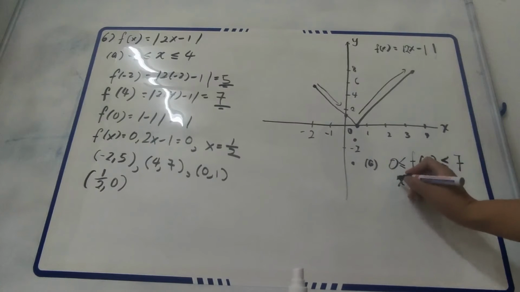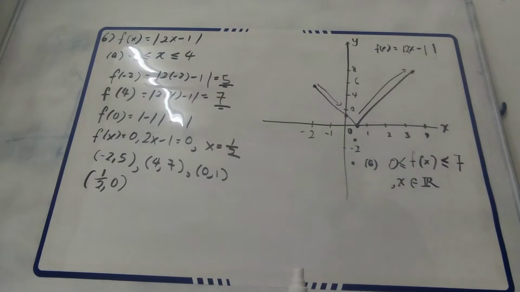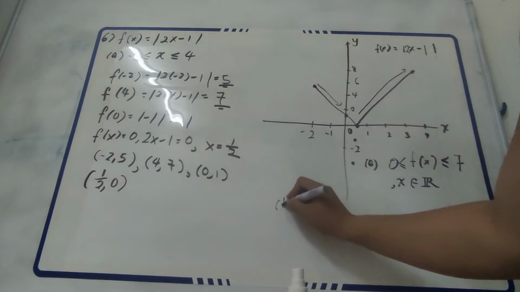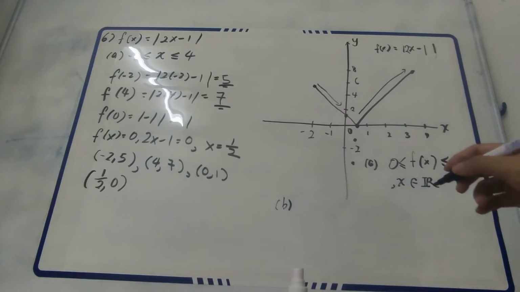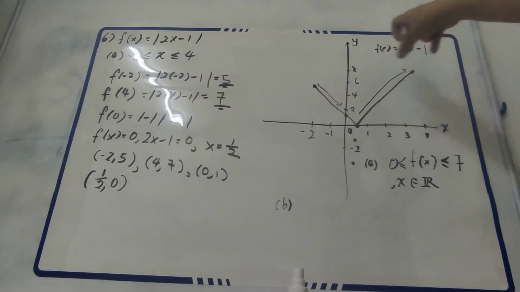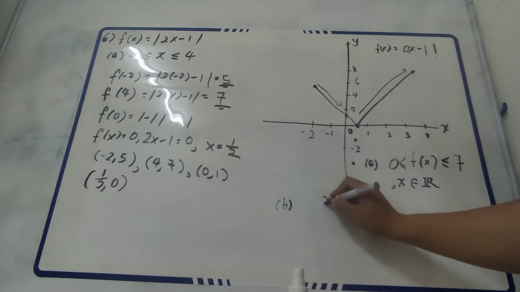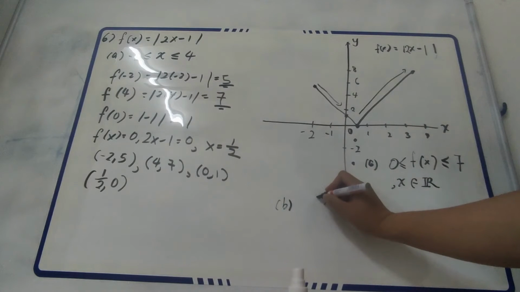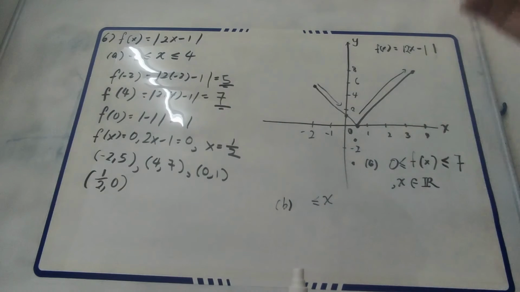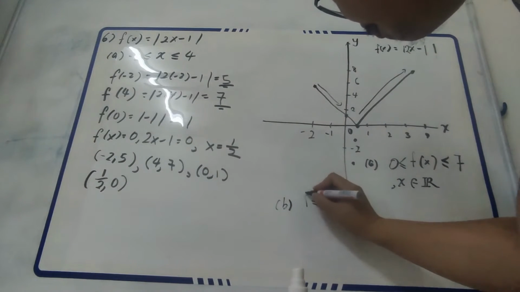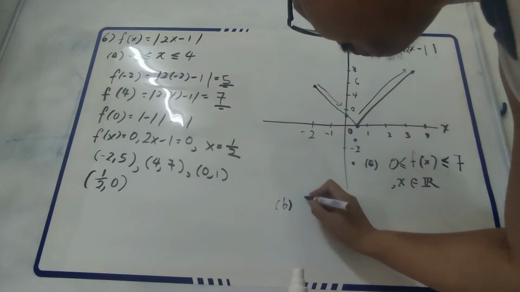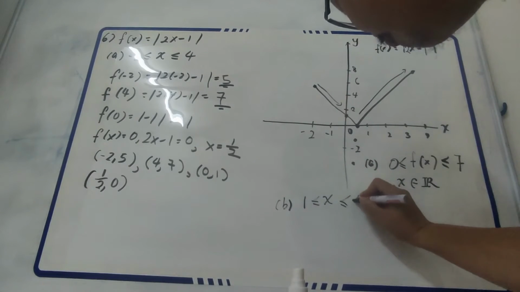This is the comma. And then for B, question B is simple. They need you to find within this diagram the range for the domain x must be bigger or equal to 1, smaller or equal to 4.